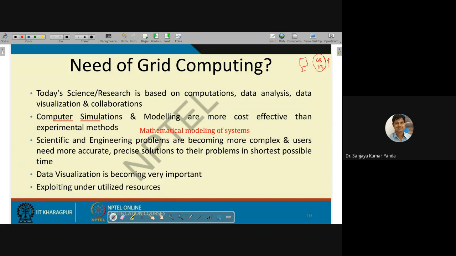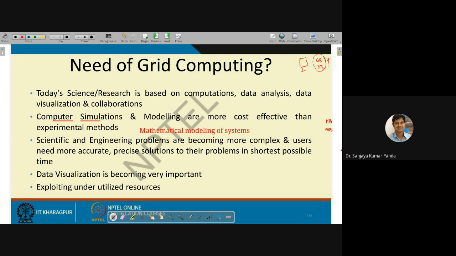Today's science and research are based upon computation, data analysis, data visualization, and collaboration. Like I told you about satellite images. In early days, a captured photo was some KB, now it is coming in MB. But a satellite image comes in some GB or more than that. How to process that kind of image is really challenging. There, grid computing can help you because you need collaboration. If you want to visualize a particular application, there also it is helpful.